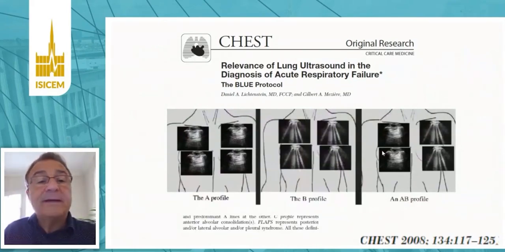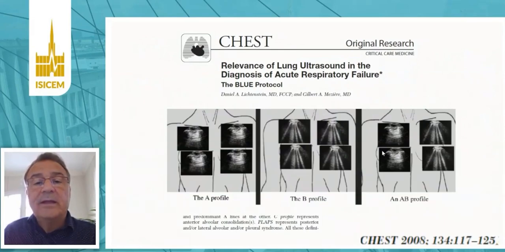First, the A profile with the A lines. A lines are horizontal lines, which are artifacts associated with a normal aerated lung. And when he got bilateral A lines on the entire lung, he called that the A profile. He described as well the B profile.